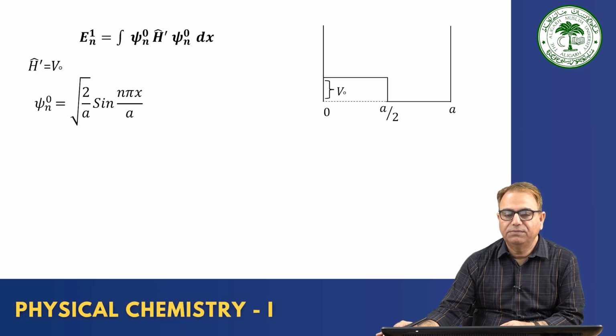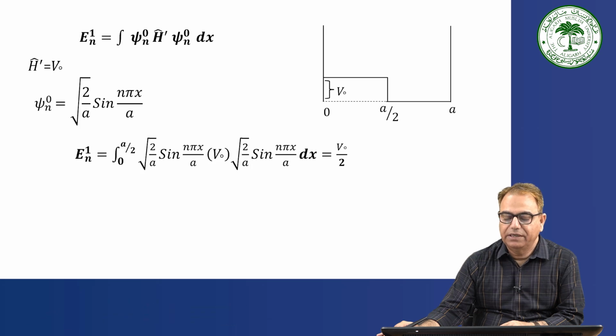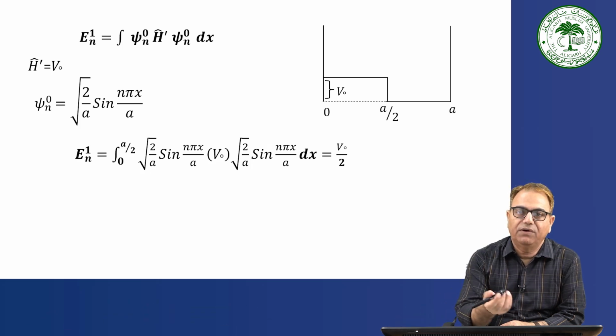It is constant throughout from 0 to a by 2. So psi n naught is again root 2 by a sin n pi x divided by a, and the perturbation I have given you, so En1 you can calculate. If you write the En1 value, it is this one, and when you calculate this integral, what do you get? The integral you can calculate very easily because we have already done it.